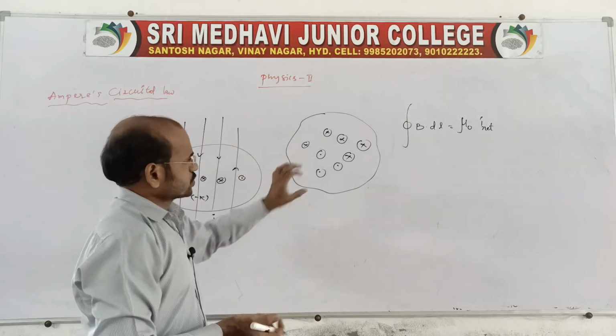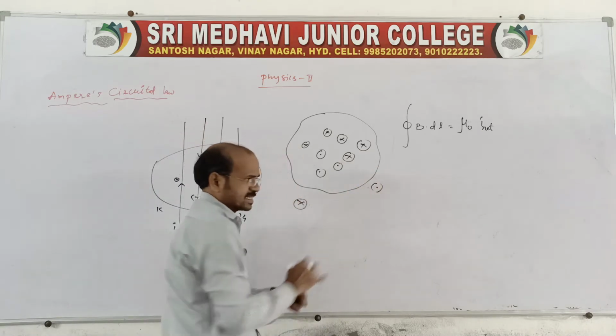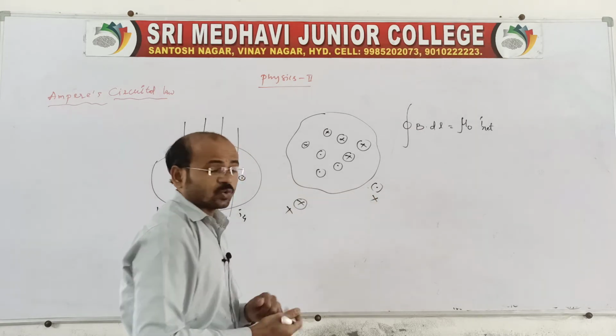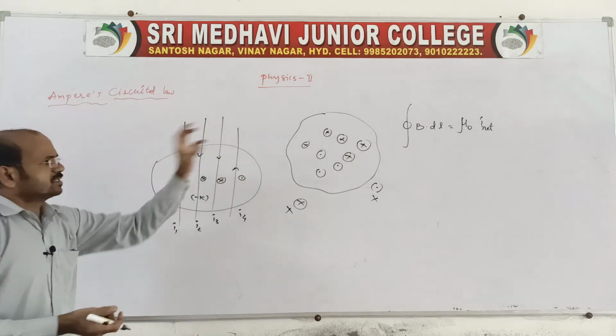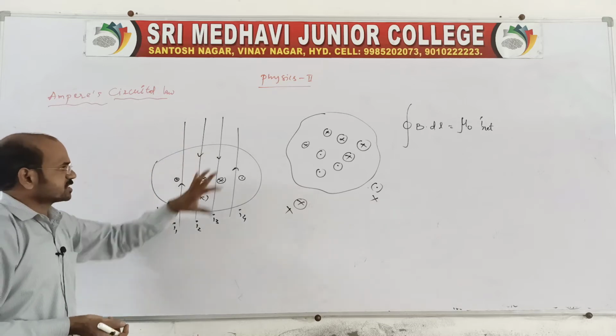So in a given closed loop, if a current is outside the closed loop, we cannot consider it. We cannot take it into account, we should not count it. Only the currents which are in the closed loop should be counted and taken into account.